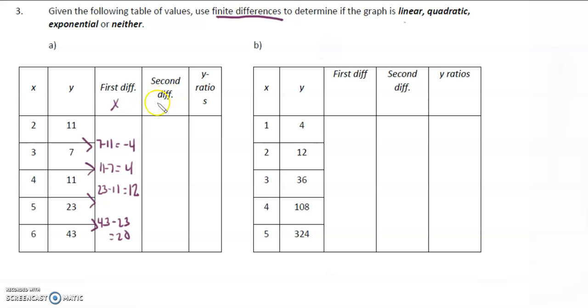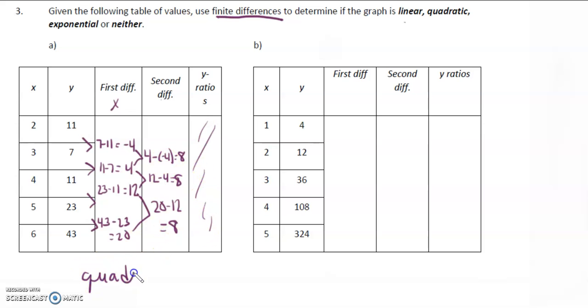Okay, now let's test the second differences. Second differences come from the first differences. So 20 minus 12 is 8. 12 minus 4 is 8. And see this double negative? 4 minus negative 4, also 8. Therefore, we don't have to do ratios. We can just say it's quadratic.